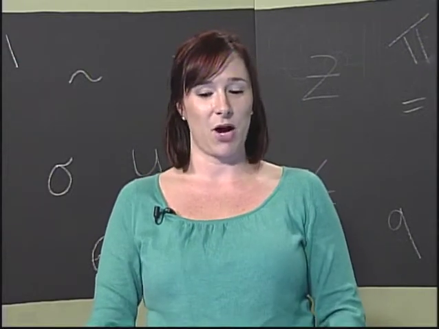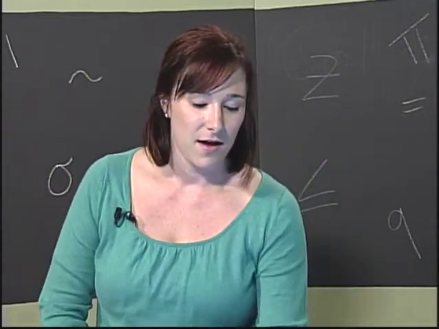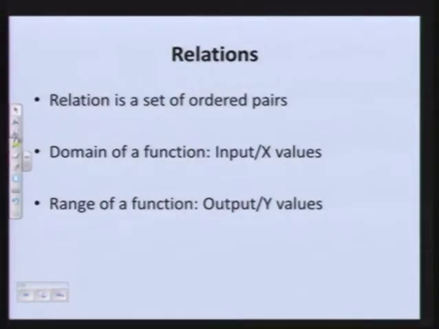So here's the first part. We are going to cover relations. Relations are a set of ordered pairs. Relations can be represented as a set. They can also be represented as graphs and mappings, which we'll look at in a minute. Within relations and graphs and mappings and all sorts of things, we have domain and range. Domain is the input or the set of x values, while the range is the output or the set of y values that we will look at.